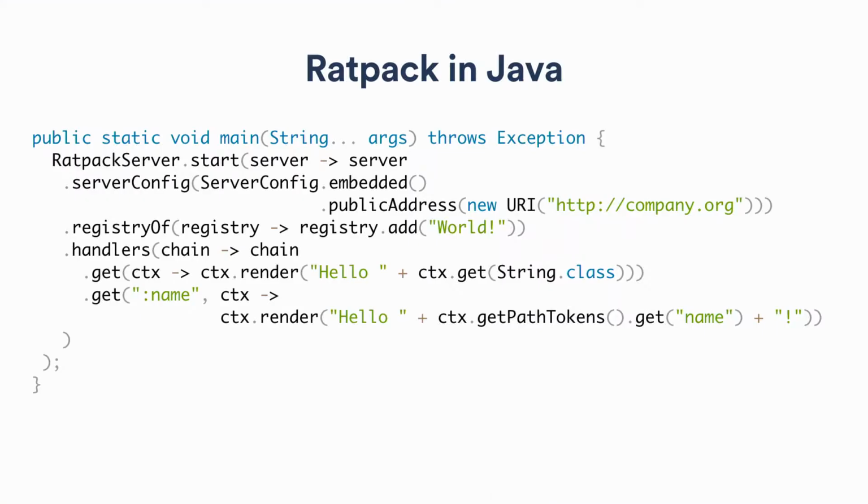So what does this actually look like? Let's show some code. This is the advanced track. So this is the hello world in Ratpack. We have a little bit of configuration, which is our public address. We've got a Guice dependency being injected, and then we've got hello world, along with some path extraction.